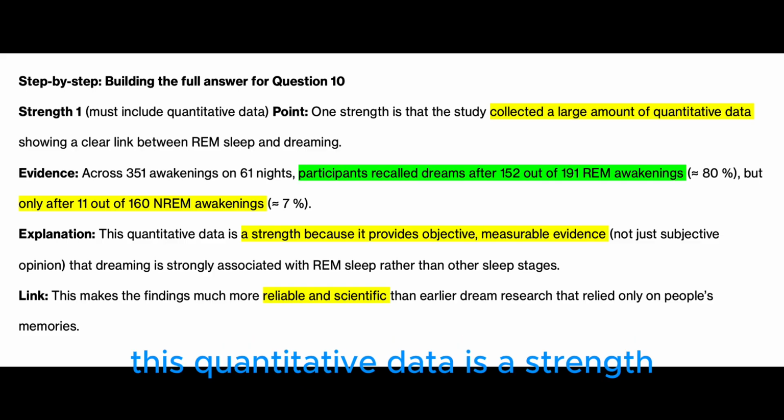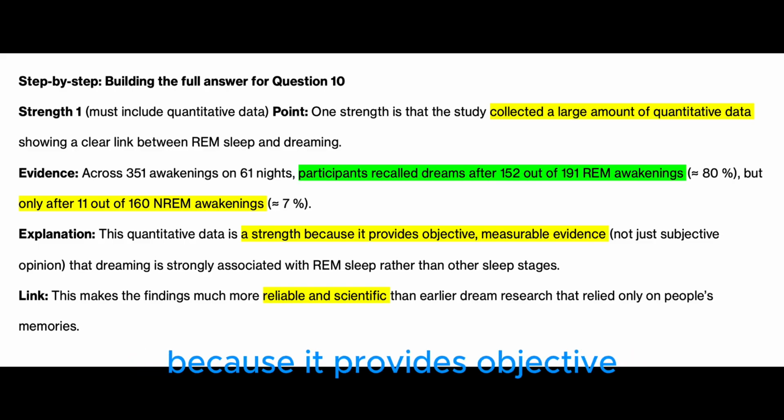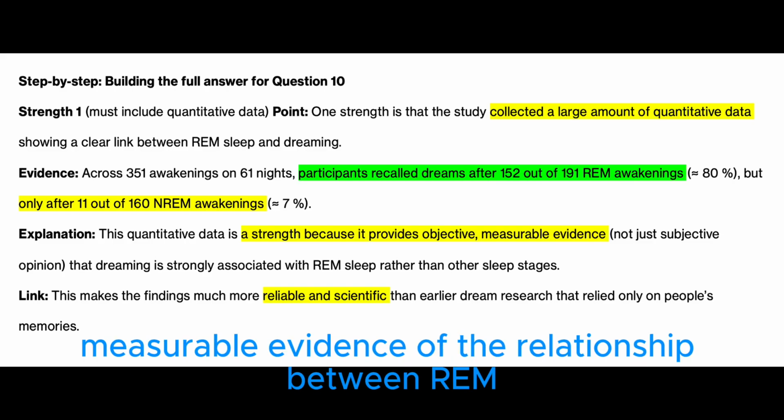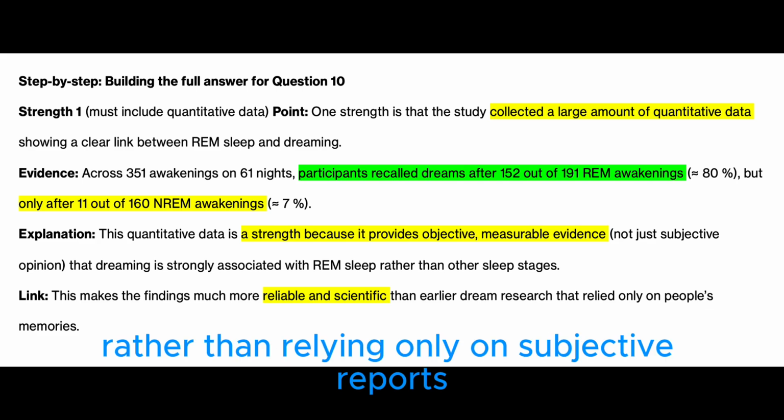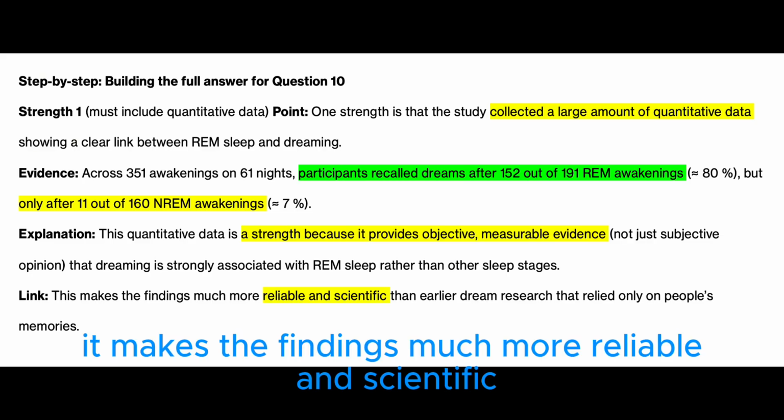This quantitative data is a strength because it provides objective, measurable evidence of the relationship between REM periods and dreaming, rather than relying only on subjective reports. It makes the findings much more reliable and scientific.